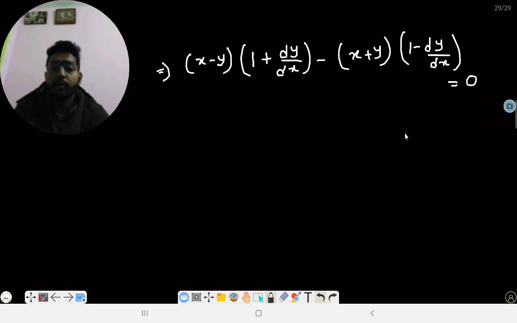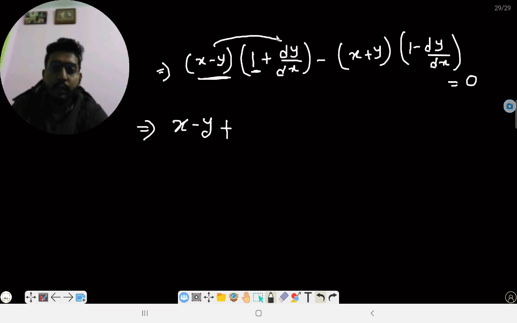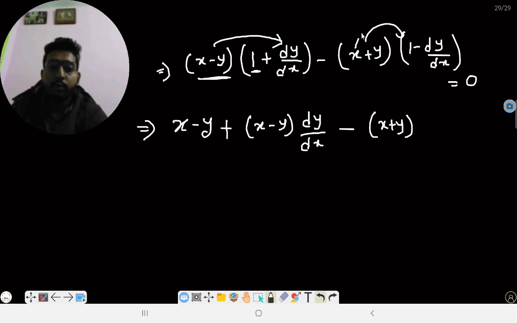So now from here we have to somehow find the value of dy/dx. Now let me simplify this one: (x minus y) into 1, that will be x minus y, plus, now this (x minus y) will be multiplied with dy/dx. So that will be (x minus y) dy/dx, minus, again multiply this one with 1, so that will be x plus y, and again this one will be multiplied with minus dy/dx. So again we can see minus and minus, that will be plus (x plus y) dy/dx, equals 0 like this.